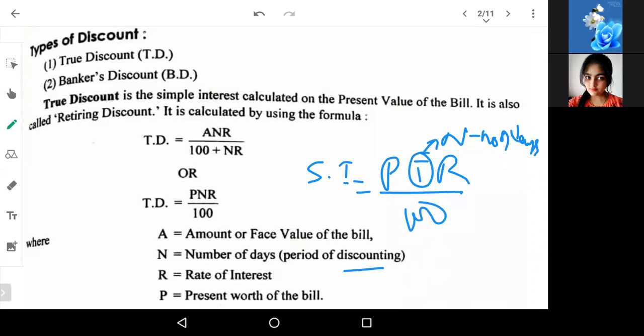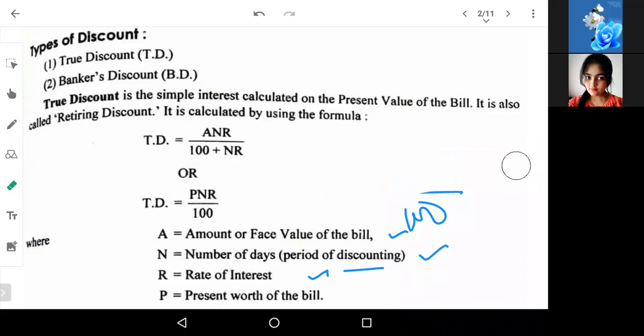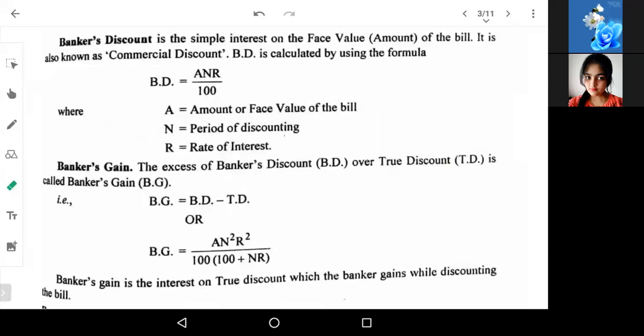In ANR, amount or the face value of the bill into number of days into rate of interest divided by 100 plus NR. So this is true discount, where we will be calculating simple interest on the present value of the bill. So that is your first type of discount.